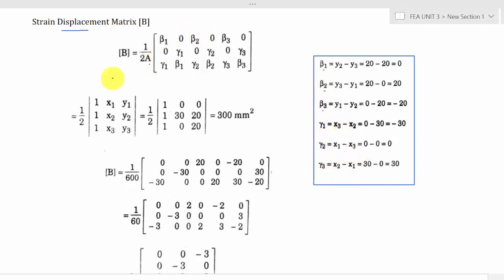Now coming to the area equation. The equation for area is 1 by 2, determinant of 1 x1 y1, 1 x2 y2, 1 x3 y3. If I calculate the determinant, I will get 300 mm square. Then I can substitute everything in this equation and I will get 1 by 600 into the 6 cross 3 matrix. Here I have simplified it. I have taken the 10 outside and removed this 0, so it is 1 by 60 into the matrix. So this is the B matrix.